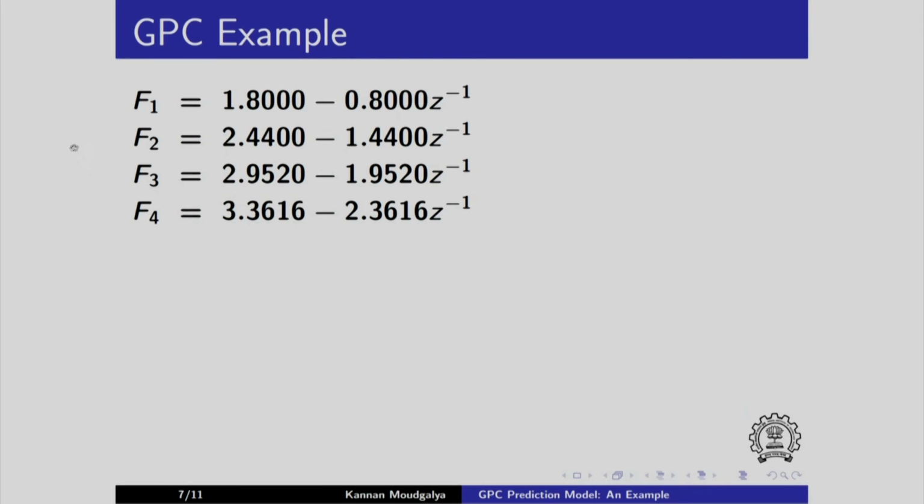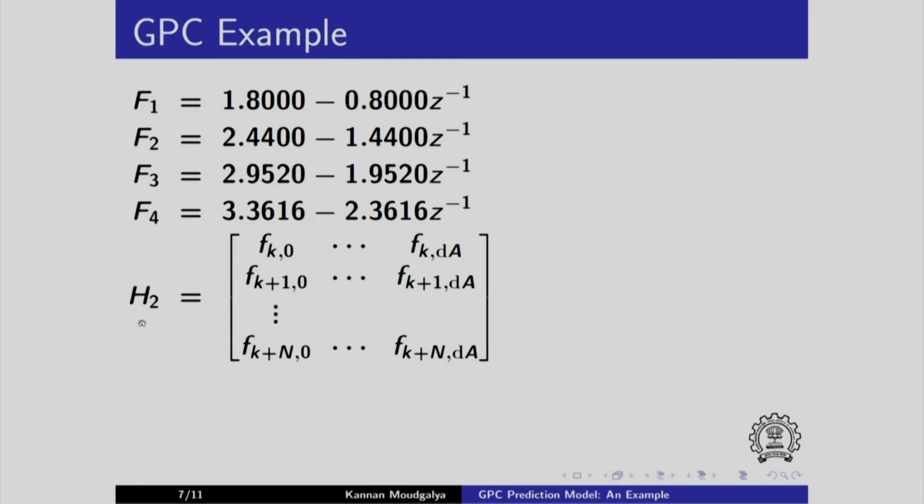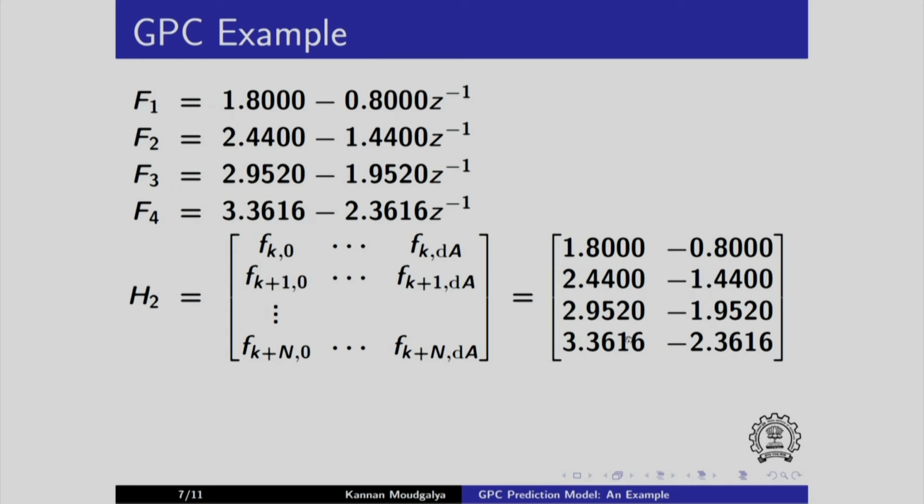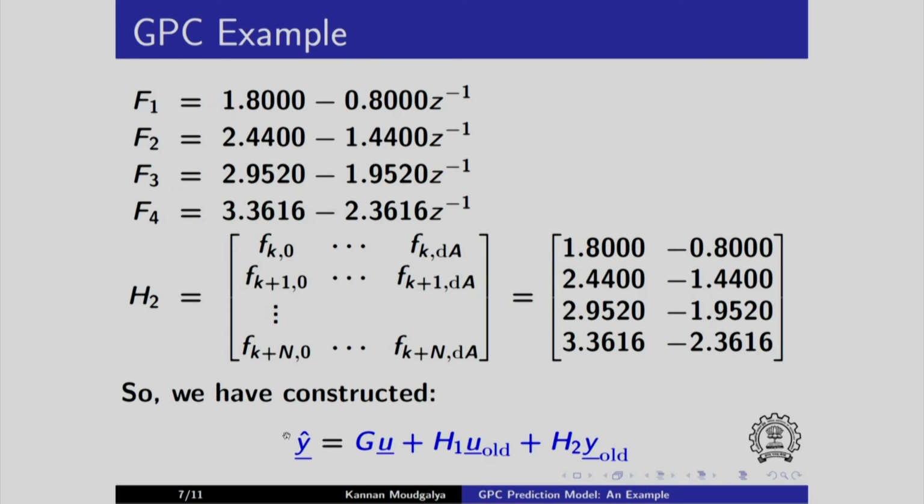Finally, let us start with F equations. And H2 is obtained as follows. We just write this exactly in the form of a matrix. So there is not much change here, exactly the two terms come here and this matrix can be completed. So we have constructed y hat equals G U plus H1 U old plus H2 Y old. We got H2 here. We got G and H1 in the previous slides.